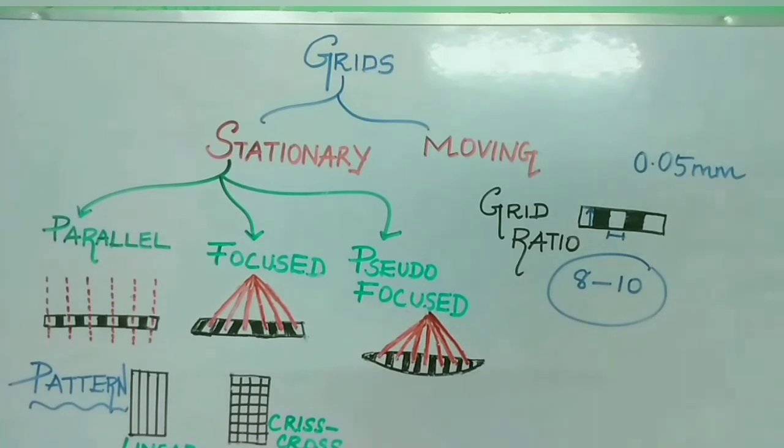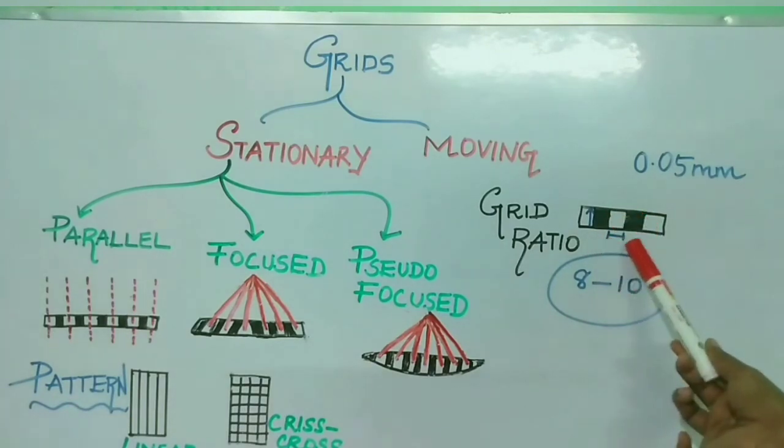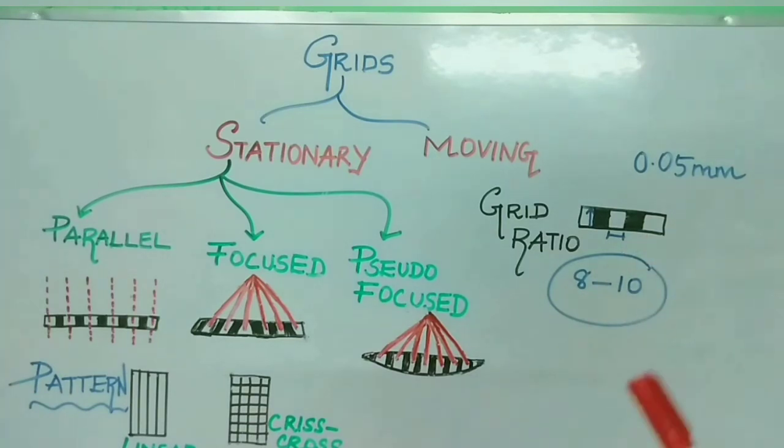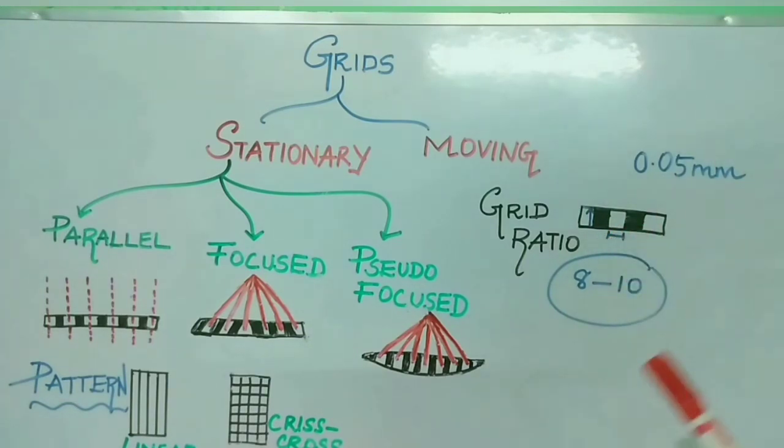Now what is grid ratio? This is the ratio between the height of the lead strip and the distance between lead strips. Lead strips are usually 0.05 mm in thickness, and the interspaces should be thicker than the lead strips. A grid ratio of 8 to 10 is usually preferable. The greater the grid ratio, the more the absorption of scattered radiation.